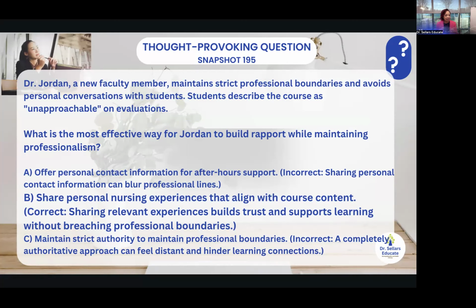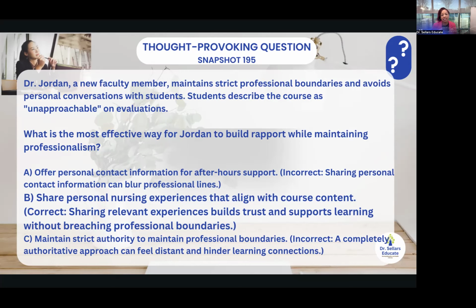We want to leverage our nursing experiences that we have had. Sometimes we have to remind students, I am a nurse, right? And I've been in your seat. I've been in nursing school before, and I know how challenging it can be, right? It's still challenging. It was challenging when we went to nursing school. It's still challenging today.